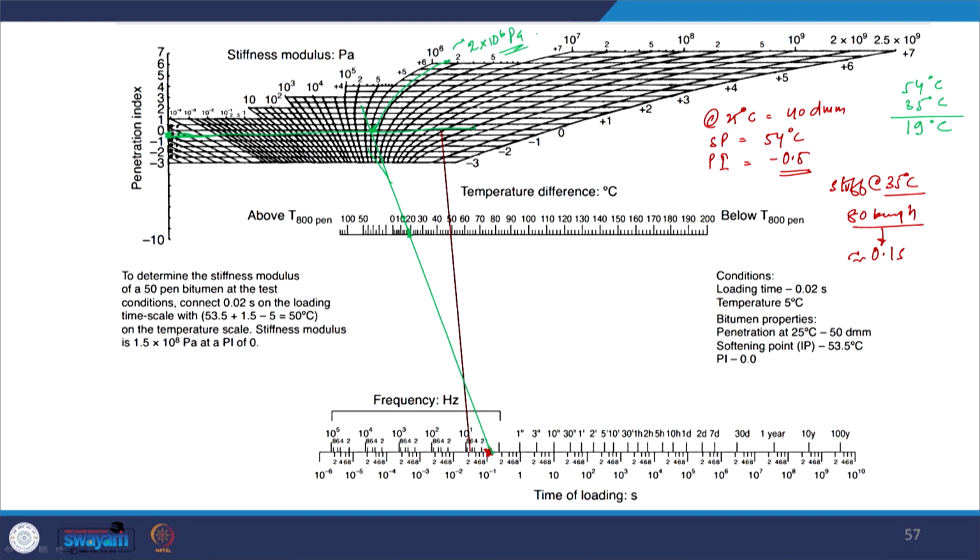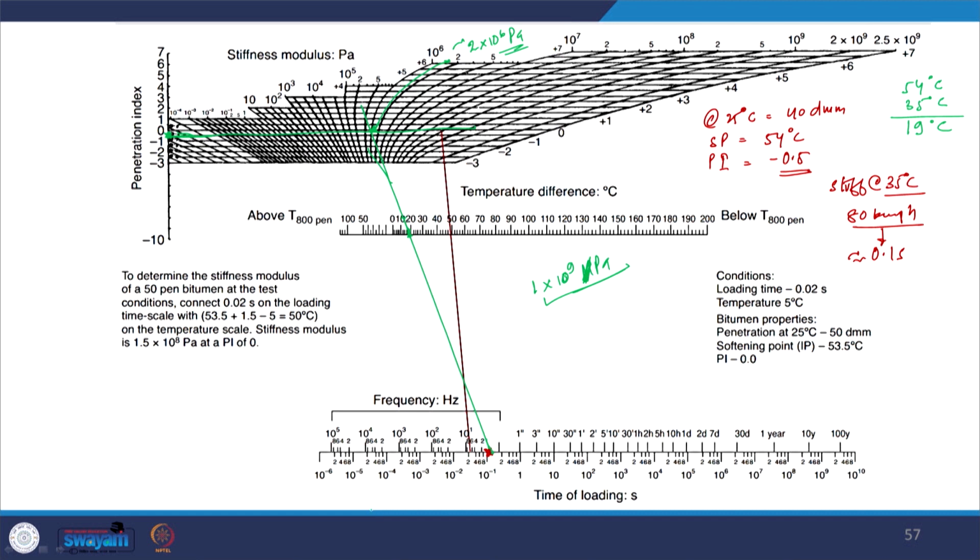So, 2 into 10 to the power 6 pascal is the stiffness of the bitumen which we just predicted from this particular nomograph. Another important point to mention here is that usually at lower temperatures and very high frequency, all bitumen approaches a limiting value of stiffness of approximately 1 into 10 to the power 9 pascals. So, it is around 1 gigapascal.